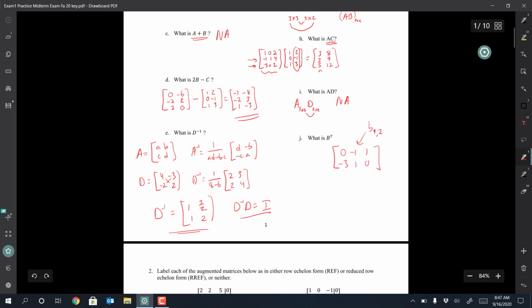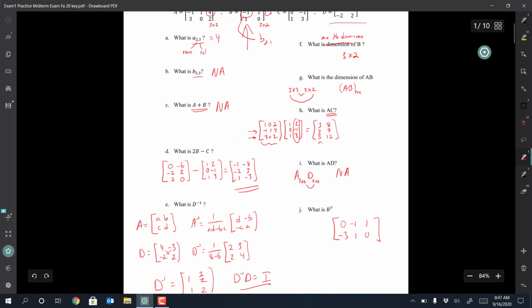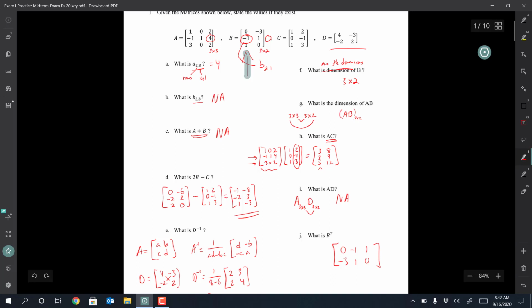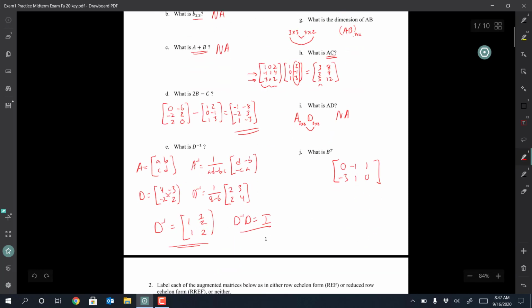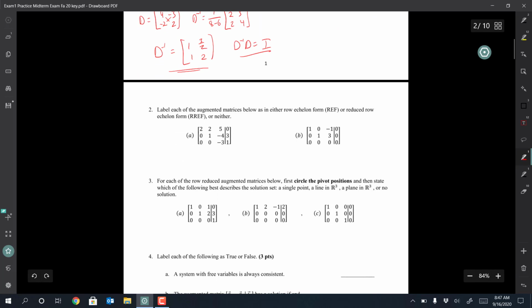Clean up a little my scratch work here. Erase some of my random lines. All right, that really wraps up the first page. Moving on to the second page.